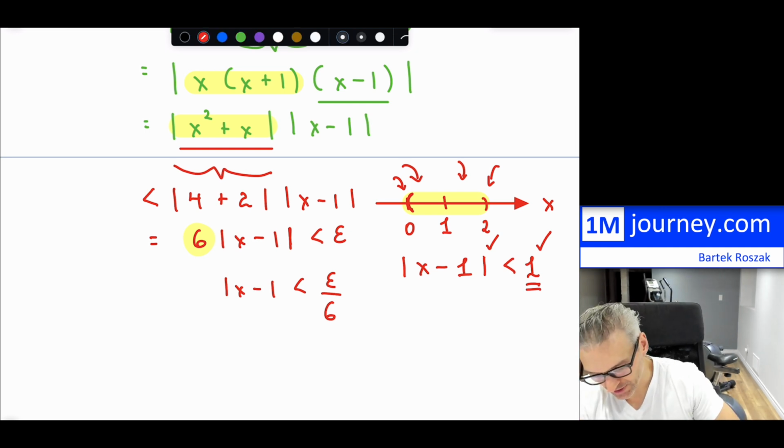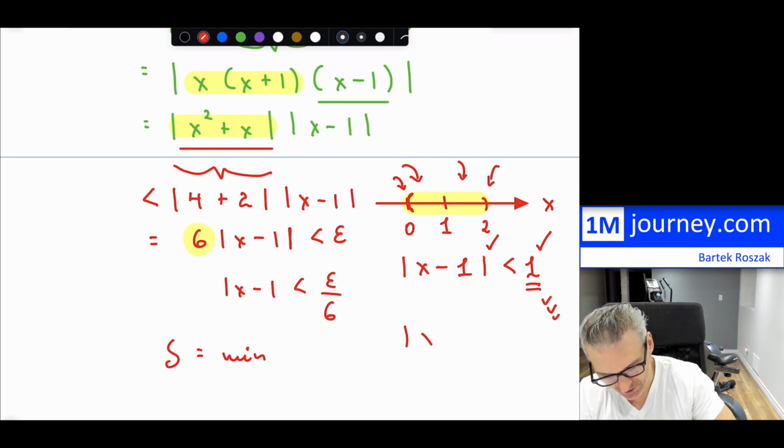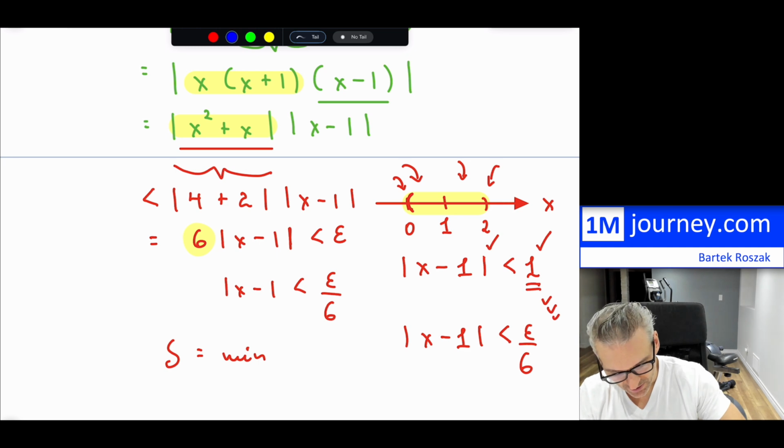Now our delta, as you're defining delta, is going to be equal to, because we have restricted this to live within 1, so notice that it's going to be either x minus 1, which is going to be less than epsilon over 6. It's going to be one or the other, right?